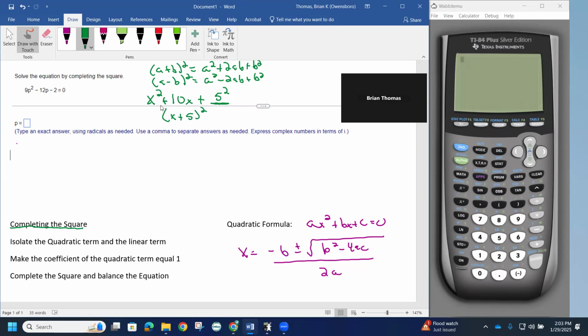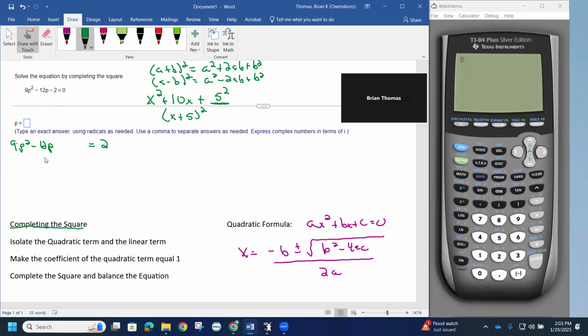We have to isolate the quadratic term and the linear term on one side of the equation. So in solving our problem, 9p squared minus 12p minus 2 is equal to 0. The first thing we have to do is isolate the quadratic term and linear term. That means the minus 2 has to go to the other side of the equation. So my first step is to have 9p squared minus 12p, leaving a little space here, equal to 2, since we add 2 to both sides.